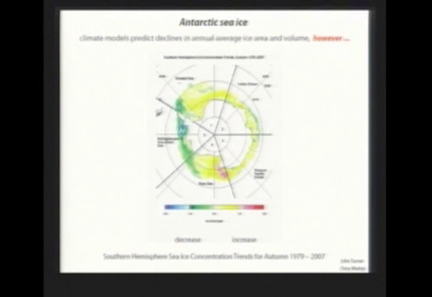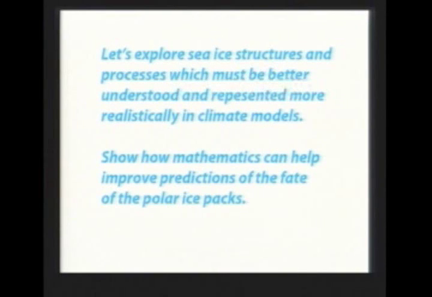And there have been significant losses in this particular region, although there have also been significant increases off the Ross Sea as well. So clearly there's definitely a lot of things that we don't understand about what's going on in Earth's ice packs. So let's explore some of the structures that one encounters in looking at sea ice, and some of the key processes which we must understand better and represent more realistically in climate models. And of course, as a mathematician, I'll try to show you how mathematics can help improve the predictions as to what might happen to Earth's ice packs.